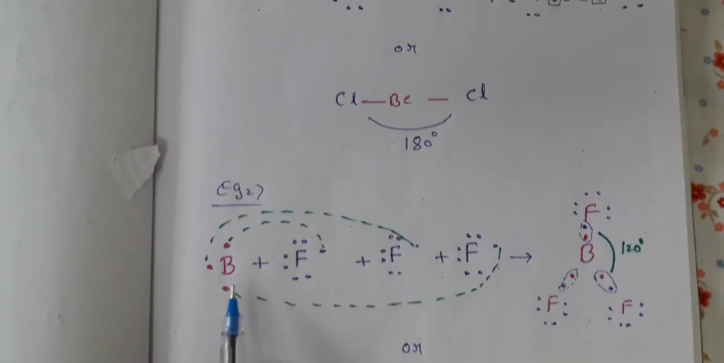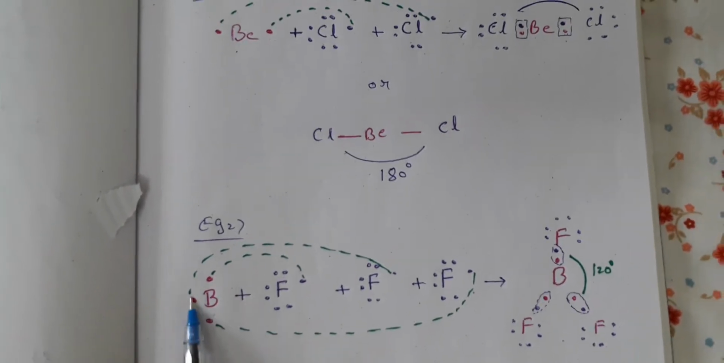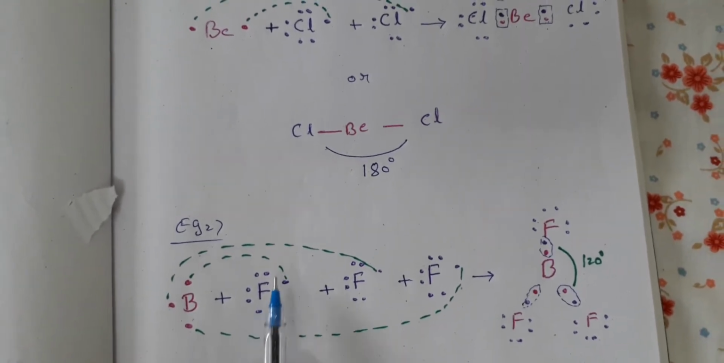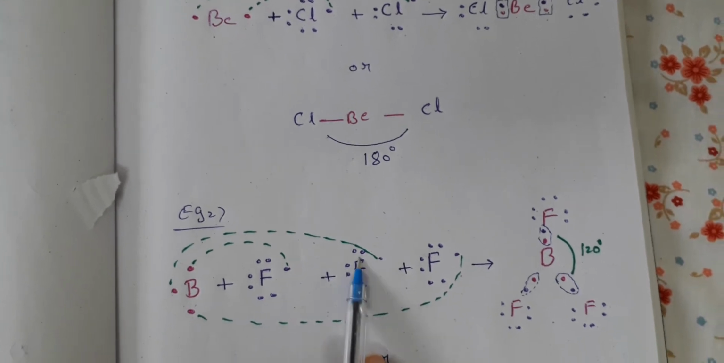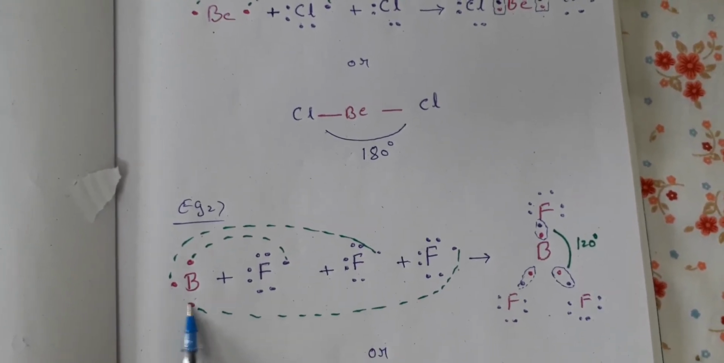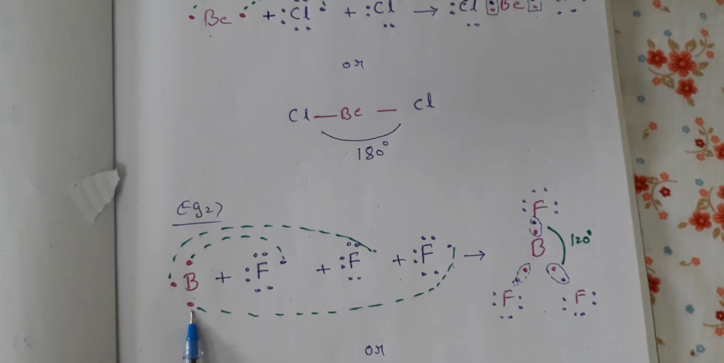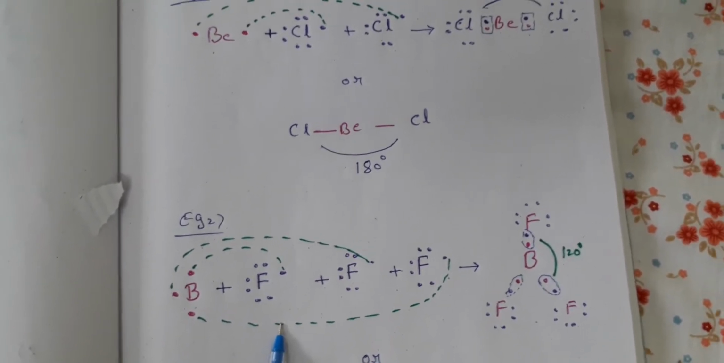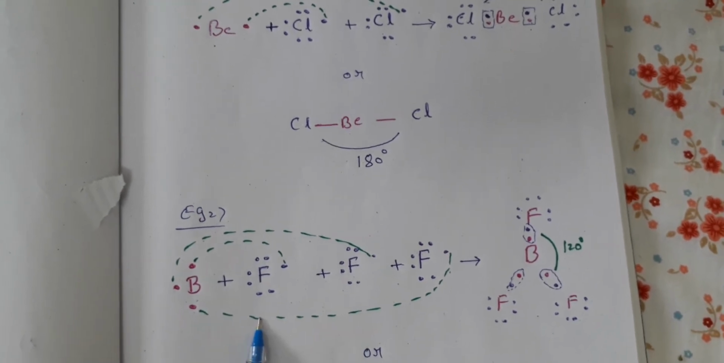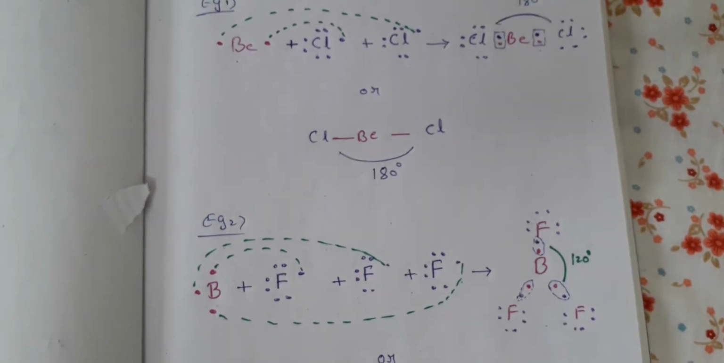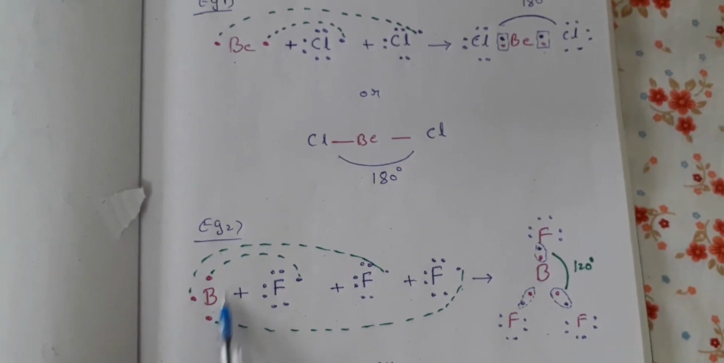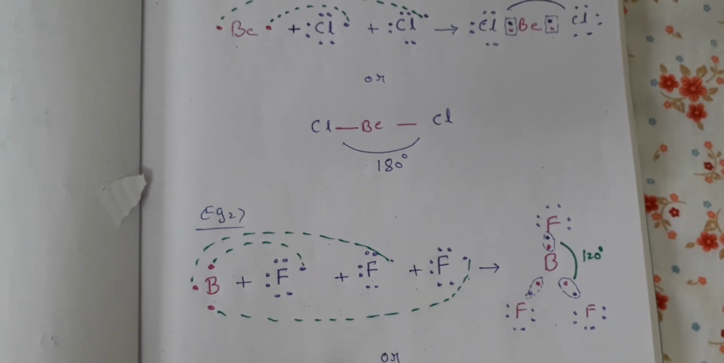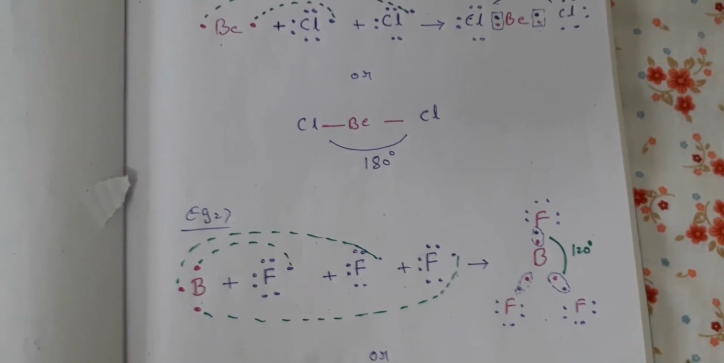Here boron is the central atom, with 3 electrons in the valence shell, and fluorine has 7 in the valence shell. So 3 fluorine atoms combine with 1 boron atom to form 3 covalent bonds. How many bonds are formed? 3 covalent bonds. And as per the statement given, if there are no lone pairs in the central atom, the bonds are separated with equal distances, that is, with equal angles.